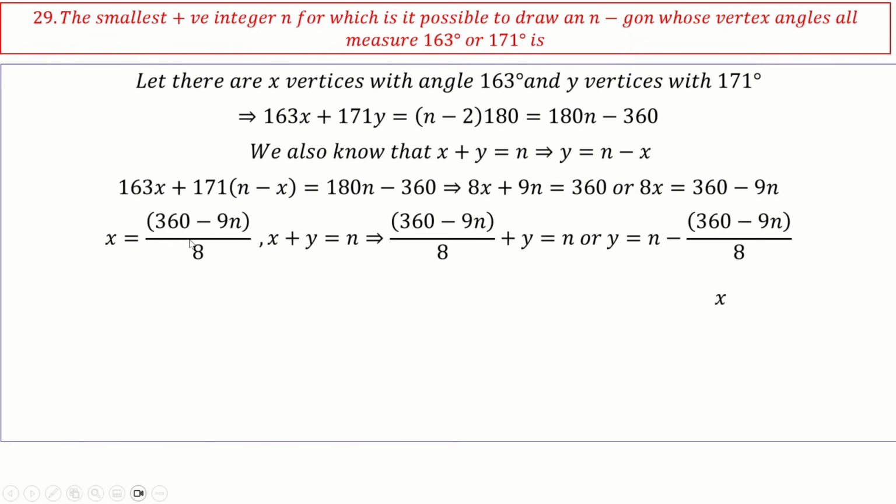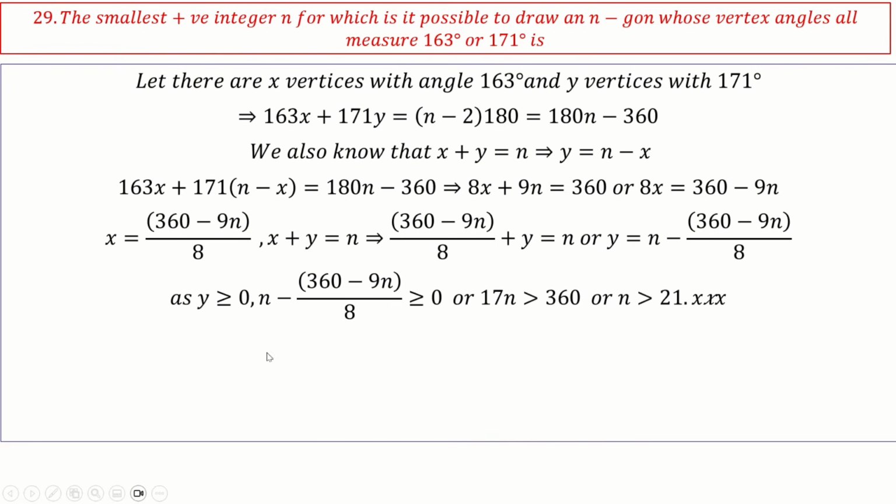Now x is equal to (360 minus 9n) by 8, and y, since x plus y equals n, is n minus (360 minus 9n) by 8. Once I know this, it's simple; I only need to simplify the conditions. We know that y is greater than or equal to 0, a non-negative number, so n minus (360 minus 9n) by 8 is also greater than or equal to 0. This gives the condition that 17n is greater than 360, so n should be greater than 21 point some decimal fraction. That means n should be greater than 21. This is one condition.